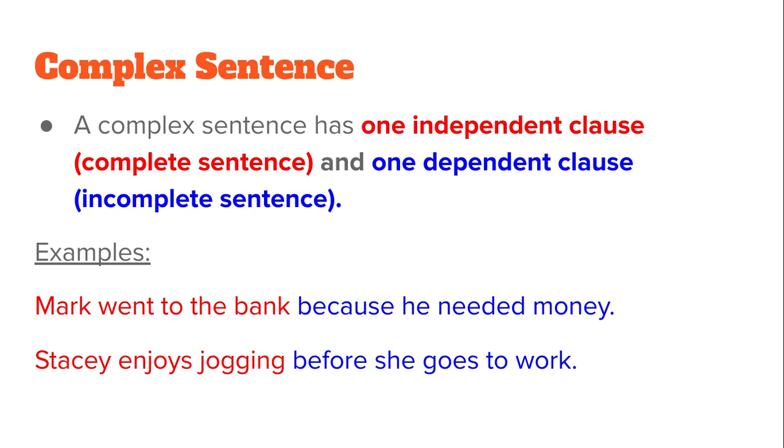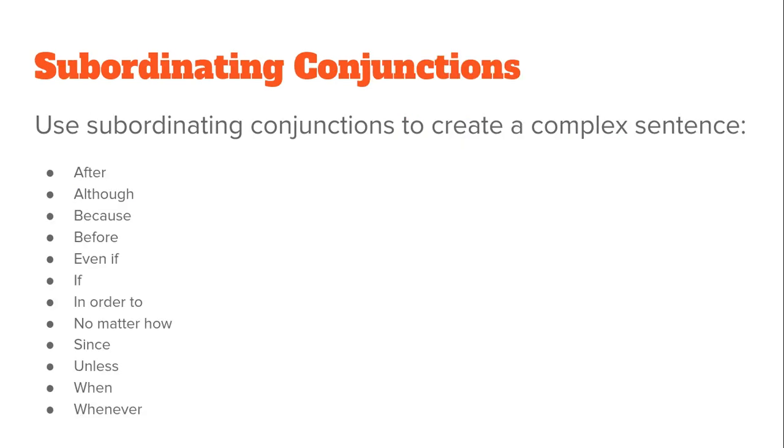The second example, Stacy enjoys jogging before she goes to work. Stacy enjoys jogging, that's our independent clause. Before she goes to work sounds incomplete. You're wondering what's next. It is the dependent clause. Notice you can put, before she goes to work, Stacy goes jogging. Because he needed money, Mark went to the bank. You can move around where the dependent clause is.